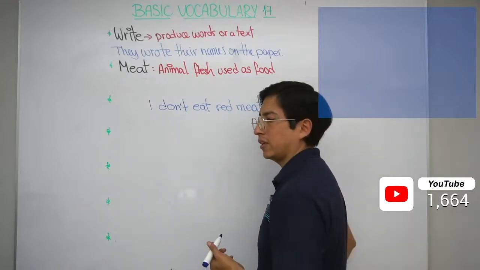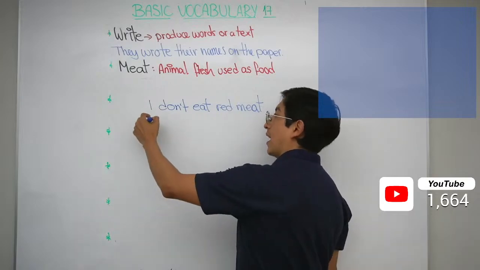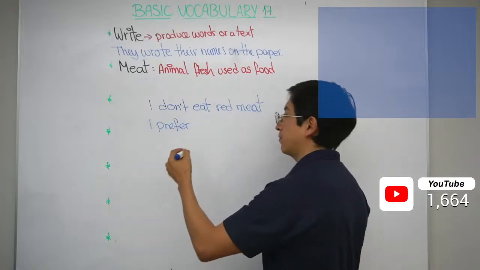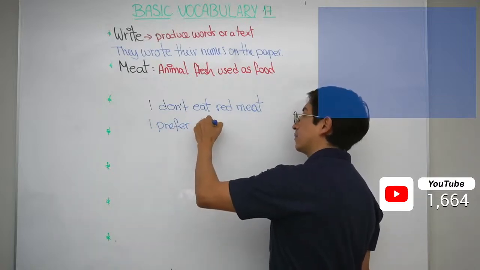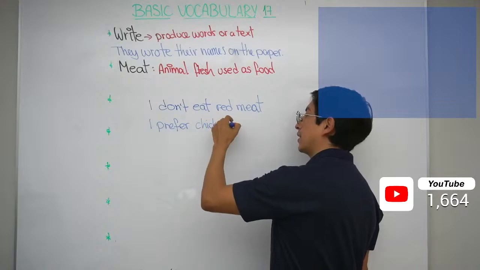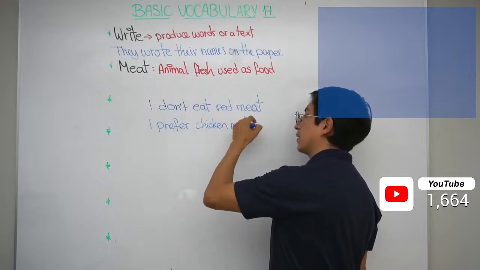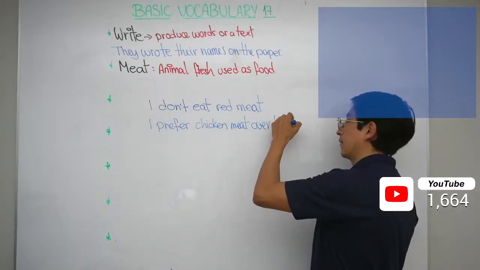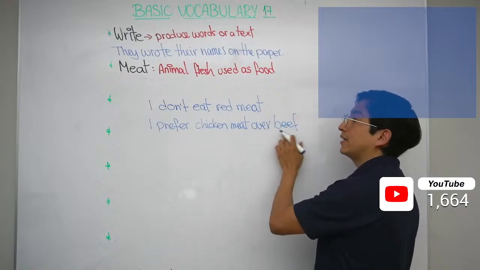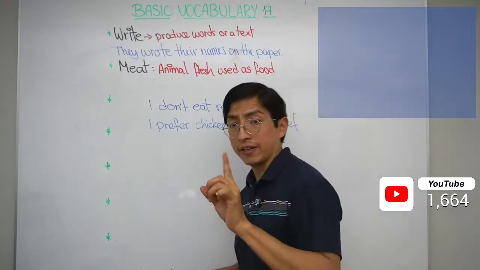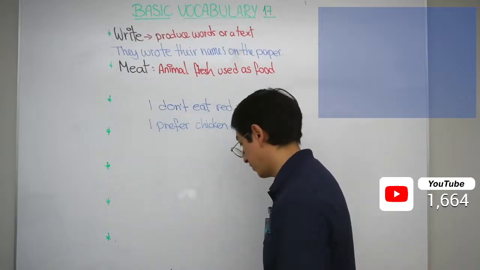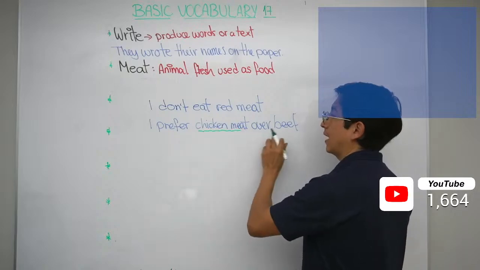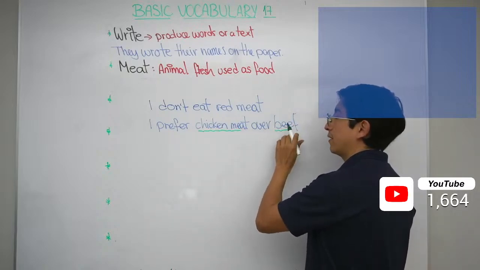Now, we can also say something like, I prefer, okay, I prefer chicken, okay, chicken meat over beef. Now, this is more specific. Okay, this is more specific. Okay, look at this. We're talking about chicken meat, and the other one is beef.